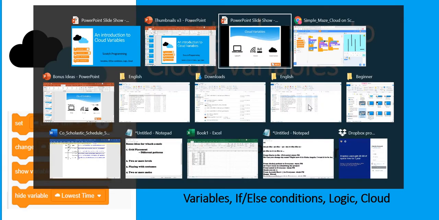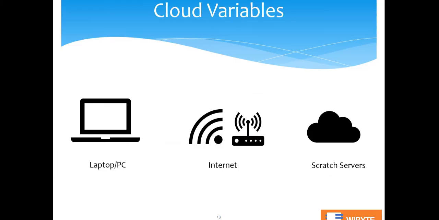So basically, what are cloud variables, right? The first thing you have to understand is that variables, if you recall, are basically like containers which can store information, right? We had a lesson on variables in our class, right? So essentially, variables are containers that store information. Now, typically, when we are doing Scratch on our laptop or a PC, we are generally connected to the internet, and that connects us to the Scratch servers, right?